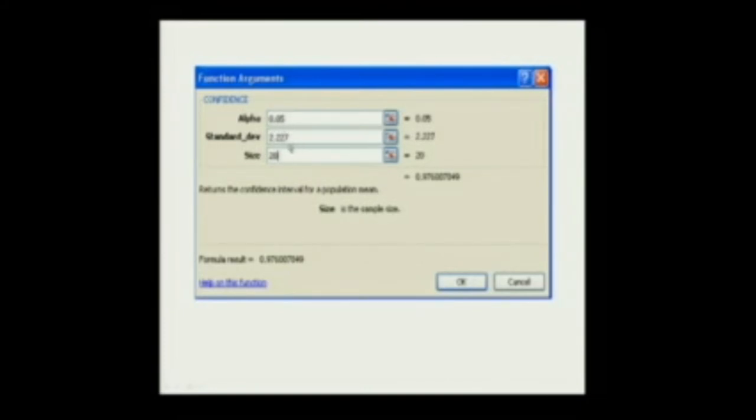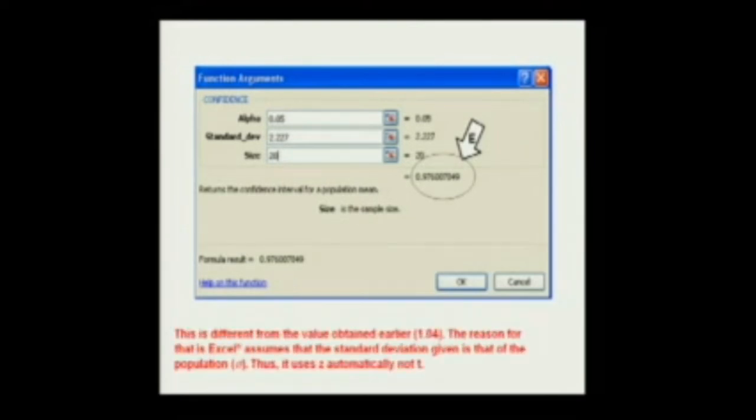Of course, Excel here assumes that the value is the standard deviation of the population, and there is no way around it. We cannot tell Excel that no, this is the sample, so it assumes it's the population standard deviation, and as a result it gives us a value of 0.97, not the 1.04 we got. The reason for that is that it used the Z score instead of the T value. So be aware that if you use the function x, unless you have the standard deviation of the population, you may be getting a smaller value of margin of error as a result of Excel using the Z statistic instead of the T statistic.